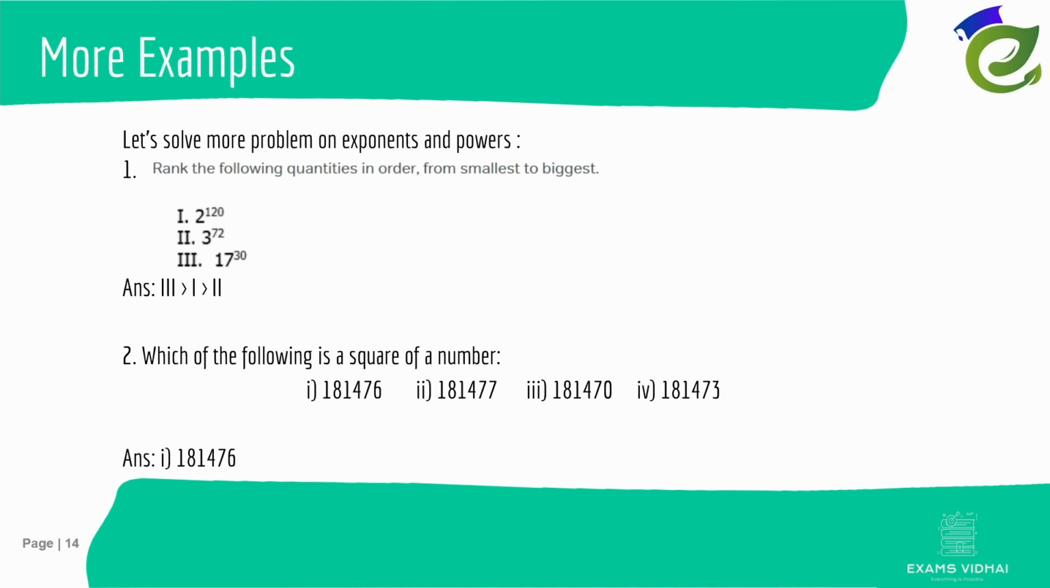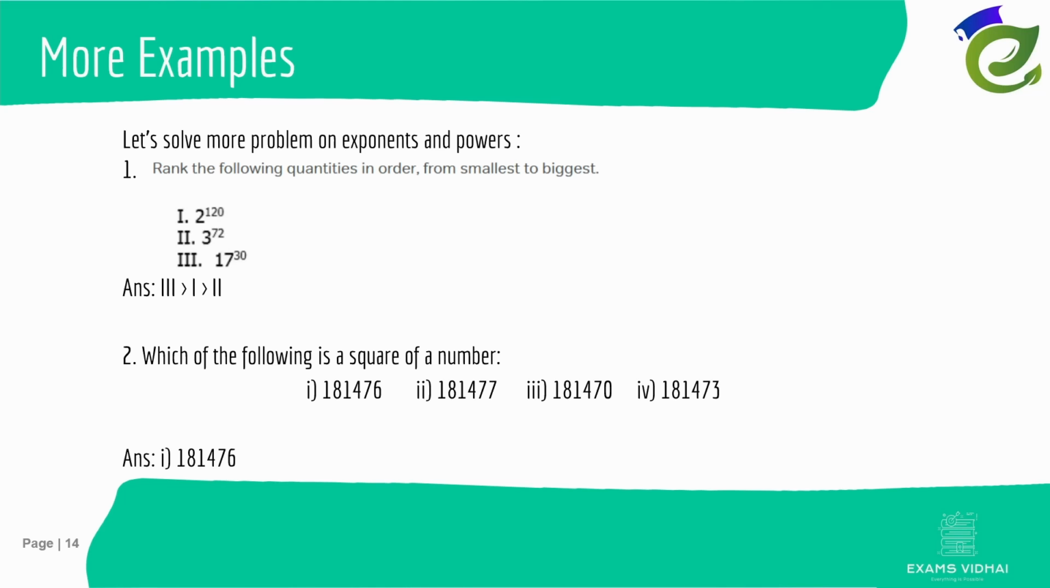So we are going to check if 2 power 5 by 3 power 3 is greater than 1 or less than 1. If you expand them, 2 power 5 is 32 and 3 power 3 is 27, and obviously 32 is greater than 27. So from this you can find out that 2 power 120 is greater than 3 power 72 because the ratio is greater than 1.